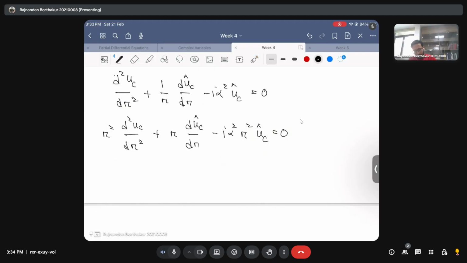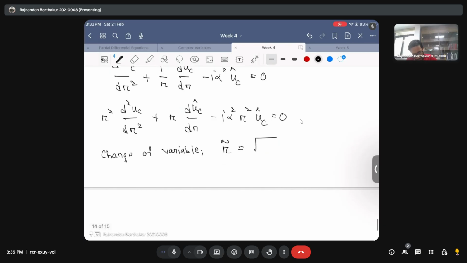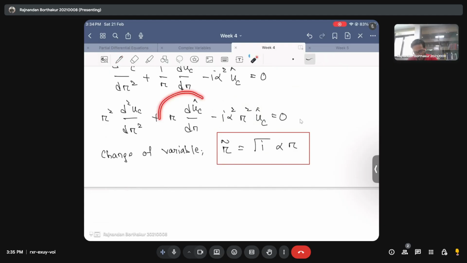For that, I'll do a quick change of variable now, due to a certain reason. The reason will be clarified to you very shortly. So I'll define r tilde as square root of i alpha times r. Basically I'm just considering this term as r tilde squared. Why we are doing this will be very clear in a couple of minutes. If we are doing this change of variable, then I must also apply it in this term and this term.